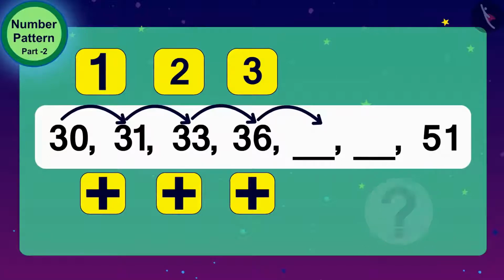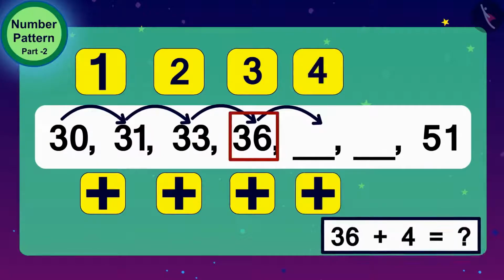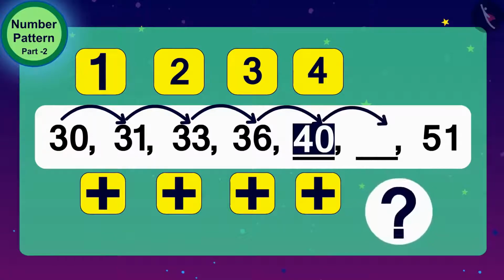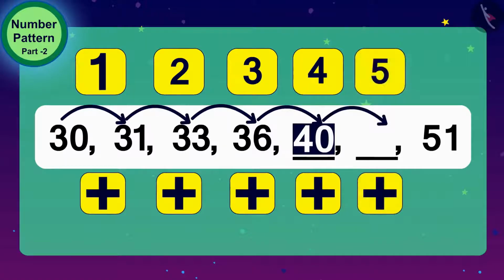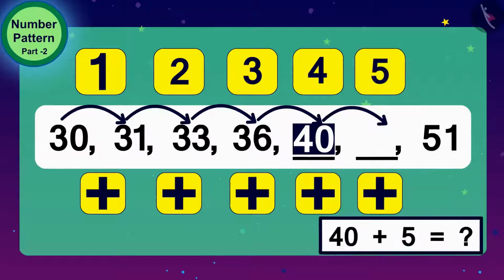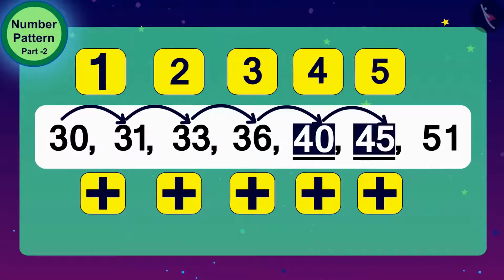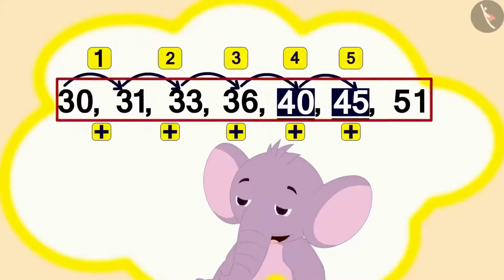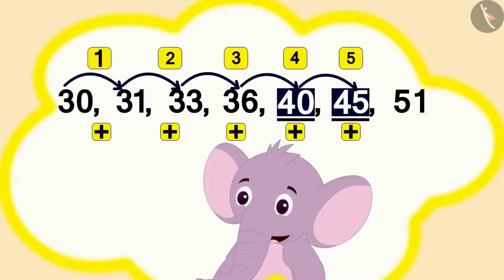We have to add 4 to 36. This gives us what? 40. And what shall we do to get the next number? That's correct. Add 5 to 40. Adding 5 to 40, 45. Oh wow! We filled in the blanks of this increasing number pattern. Appu also filled in the blanks of this growing pattern using the process of addition like us.